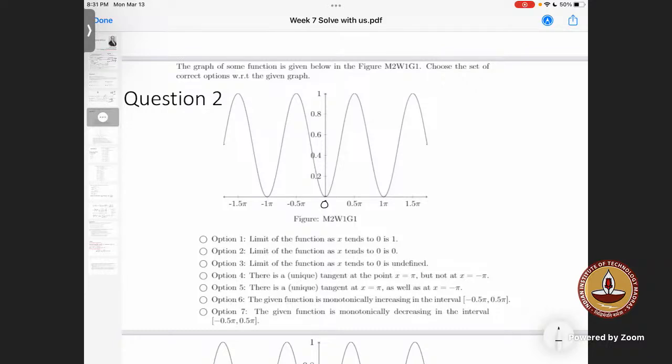Could anyone tell which function has this kind of graph? Sinusoid. Very good. Sin x. Is it correct, sir? Sin x. Yes, it's correct.